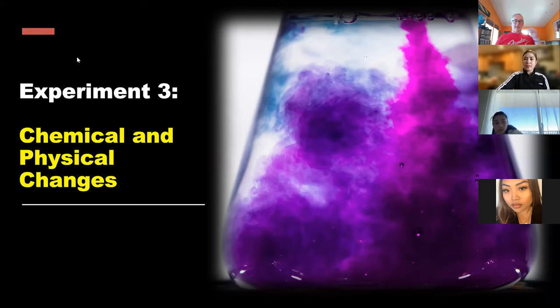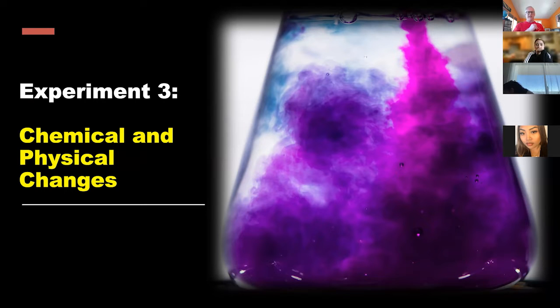So, as it says here, chemical and physical changes. We learned a little bit about the difference, but we really want to dig down into what this means today.